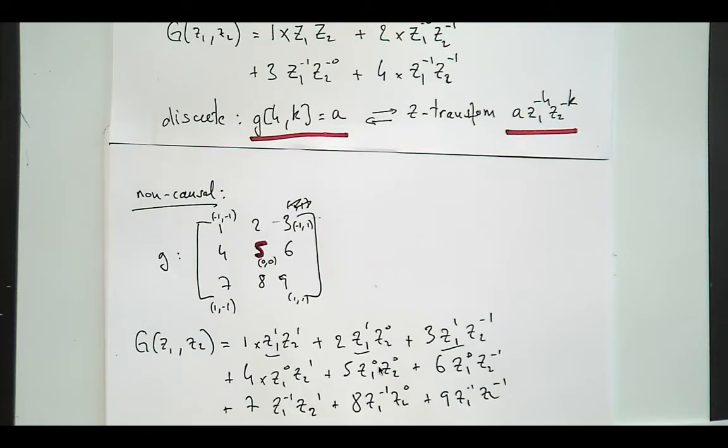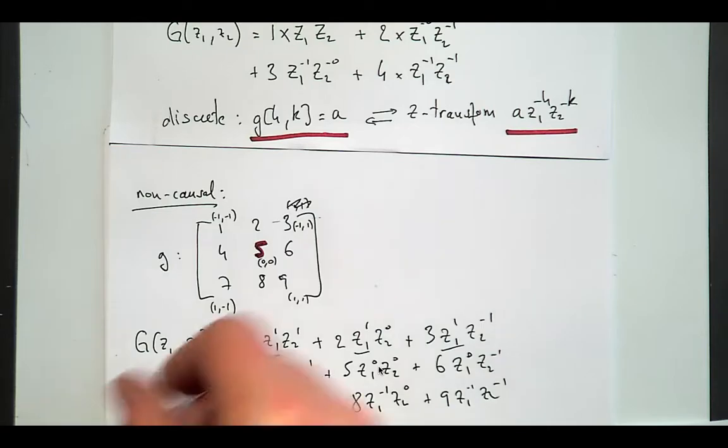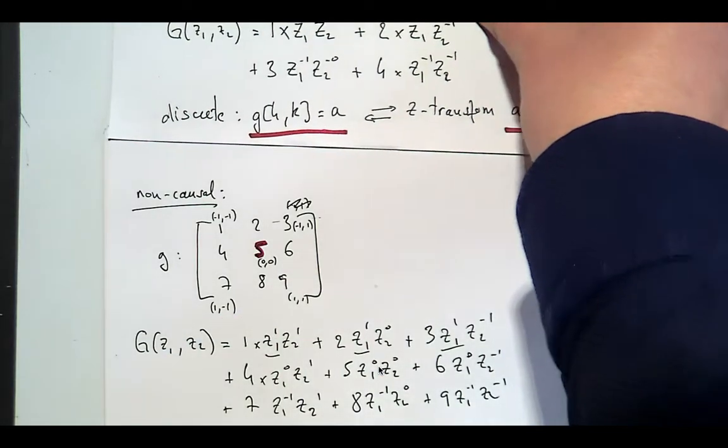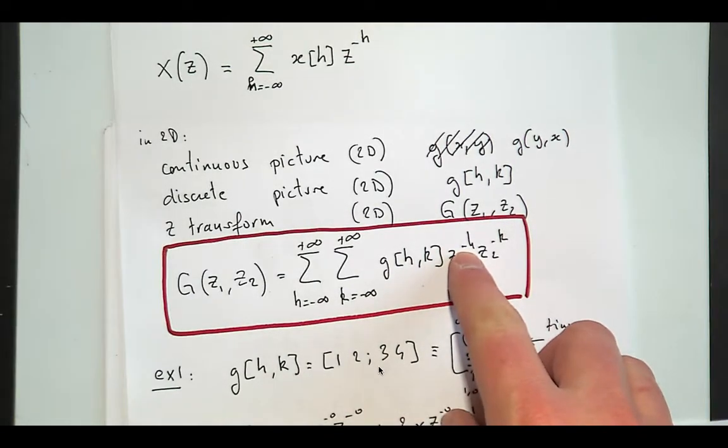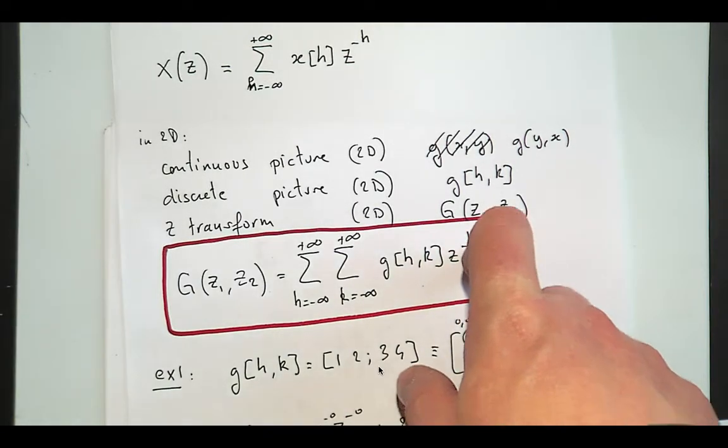Sorry, why the... All right. Yeah, because the definition of the Z transform takes the power of minus the coordinate. Okay, something to be careful of.